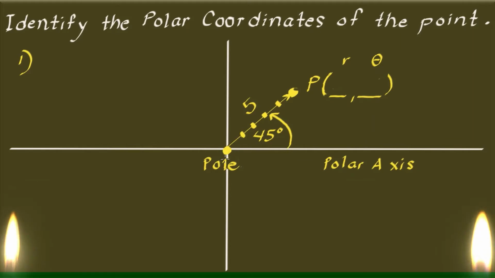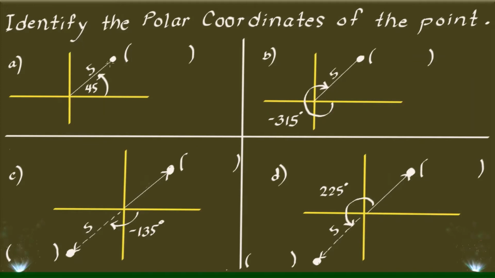Identify the polar coordinates of the point. Point P has polar coordinates (5, 45 degrees). The 5 is the distance of the point from the pole and the 45 degrees is the angle formed by the polar axis to this ray. A point in rectangular system is associated with a unique ordered pair, but in polar coordinate system, a point is associated with infinitely many polar coordinates.